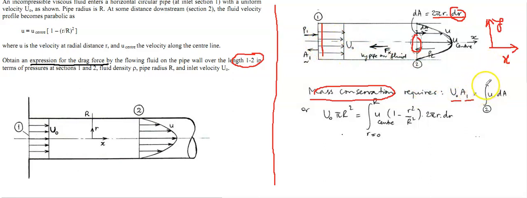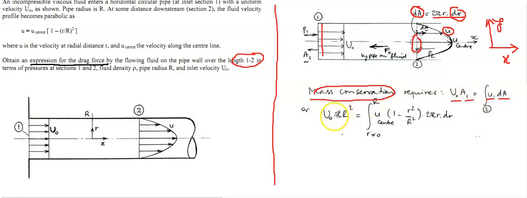It should be equal to the mass at section 2. But at section 2 we took a very small section, and this is the area of that section. This is dA, and what is the velocity? Velocity is u. So if we want to get the mass for the whole section, we need to integrate. So integrate this, u dot dA. This is the velocity and this is the area.